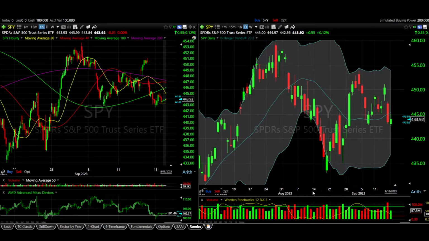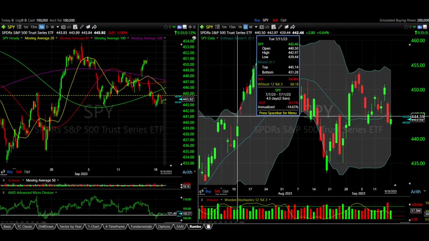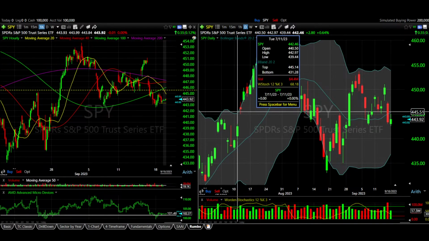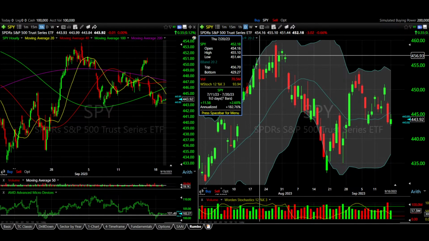Absolutely incredible by SPY. And then beforehand, it broke the BB upwards. As you can see, it's pretty stagnant, pretty still, and then boom, a crazy slant upwards. It goes from 445 all the way to about 456, about an 11-point call.